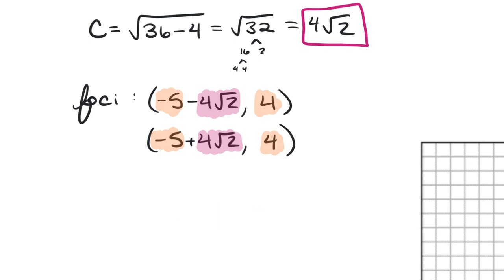Now, just for our own plotting sake, this value right here, if I were to throw that into a calculator, this is approximately -10.65, and this is approximately 0.657. So just for our own plotting ability, so we know where we're going with these foci, that's our goal.